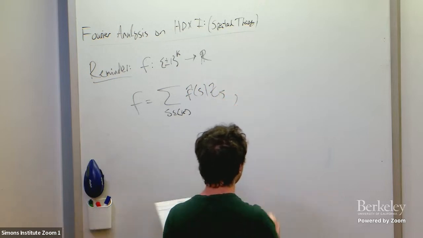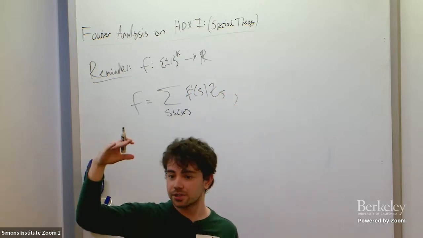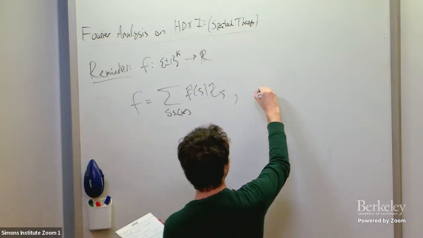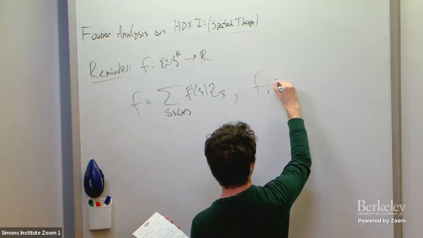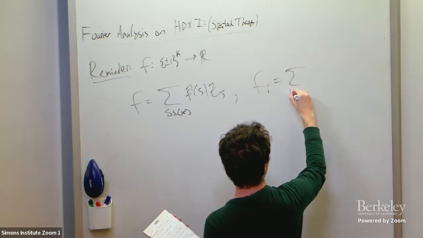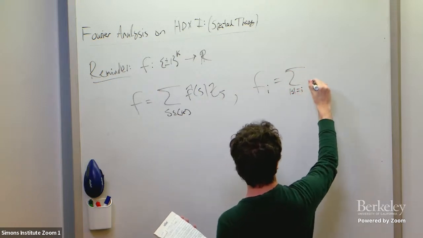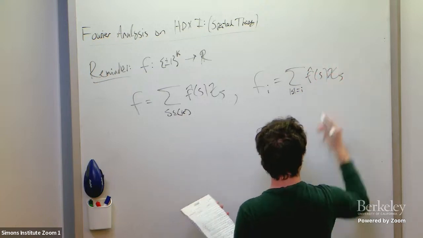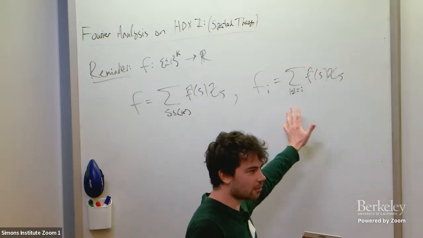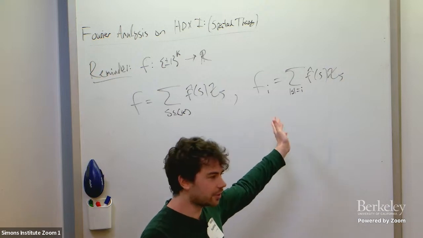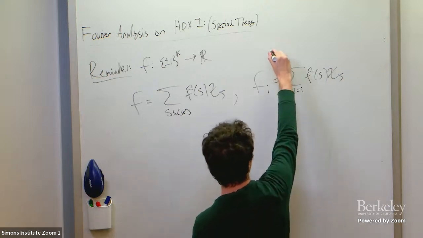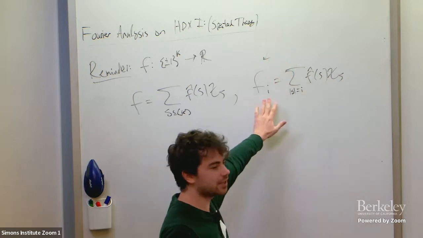And moreover, we saw that it's typically useful to divide this into levels corresponding to the sizes of the set S. In some sense, we can write F_i equal to the sum over sets of size i of f-hat of S times chi_S, and this is the contribution coming from level i. This is the Fourier degree at level i. We talked about this. And largely, we're going to look at generalizing these types of Fourier level functions.